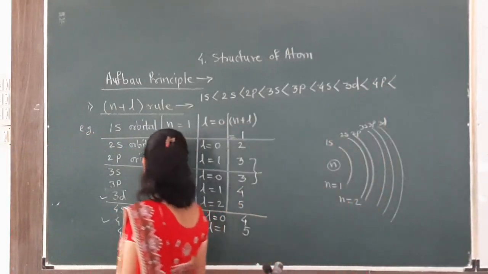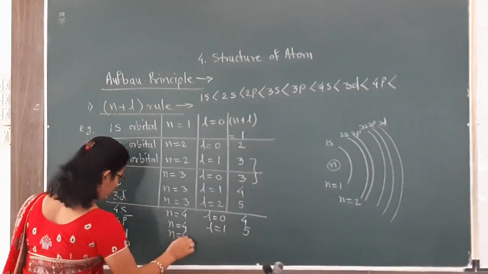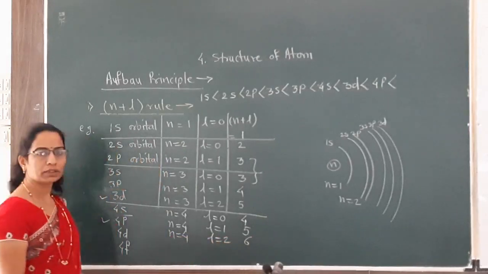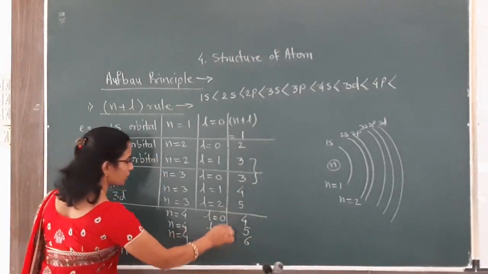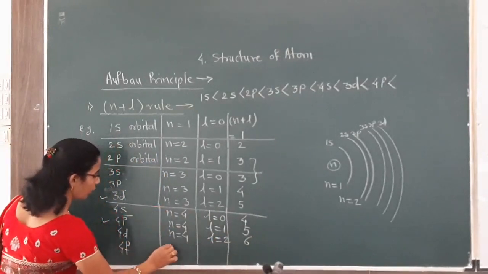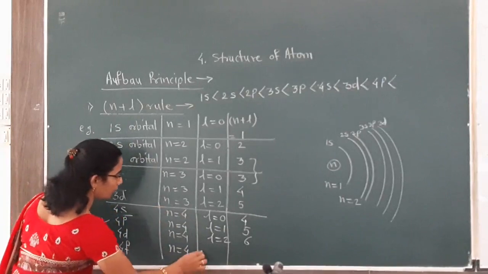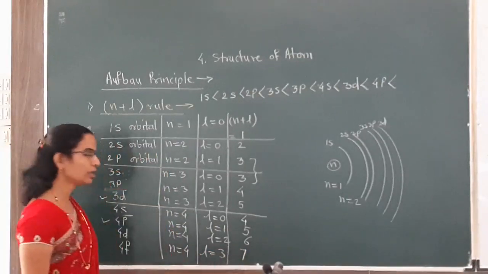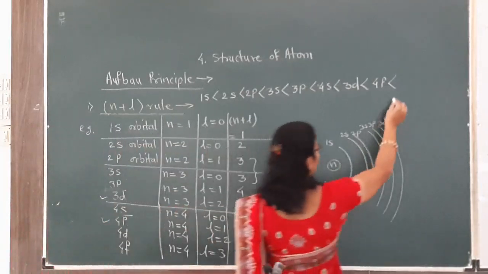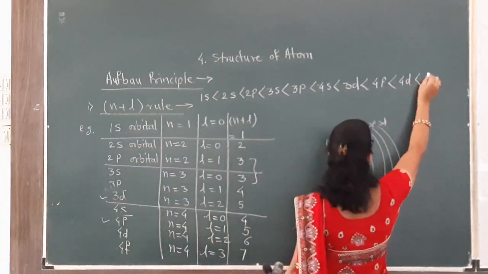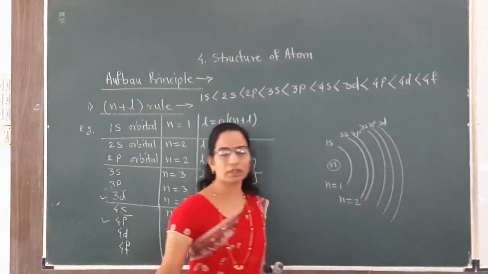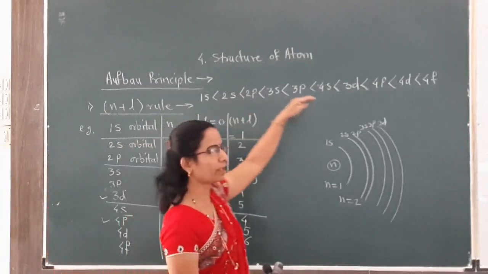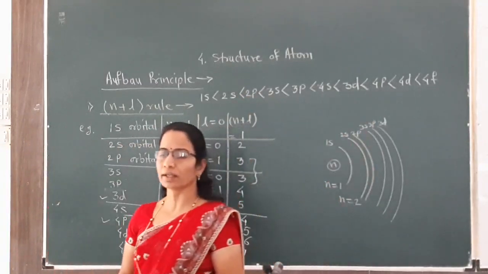In this manner you can again give the energy of the 4d orbital, where l is equal to 2, and therefore the sum of n plus l becomes 6. Similarly for the 4f orbital, n is equal to 4, l is equal to 3, and therefore the summation is 7, and that's why the next higher energy orbital will be 4d, and after that there will be the 4f orbital. In this manner you can arrange all the orbitals according to their increasing energies.